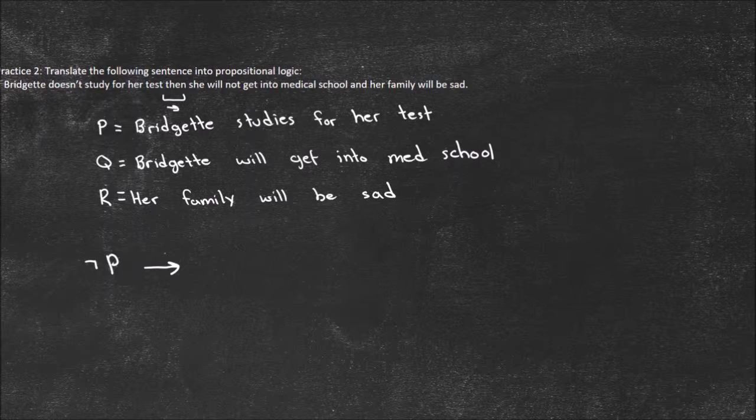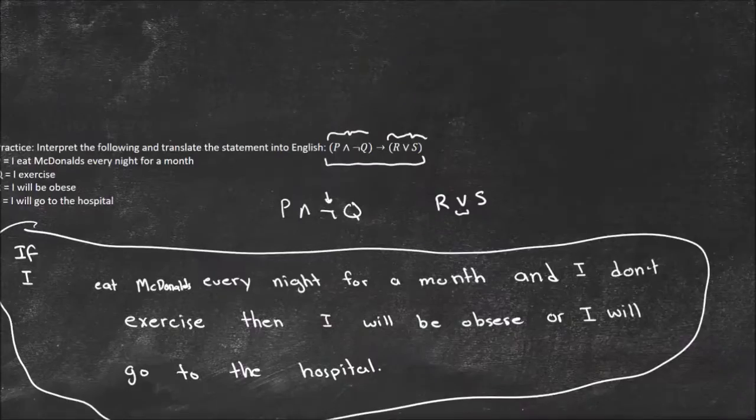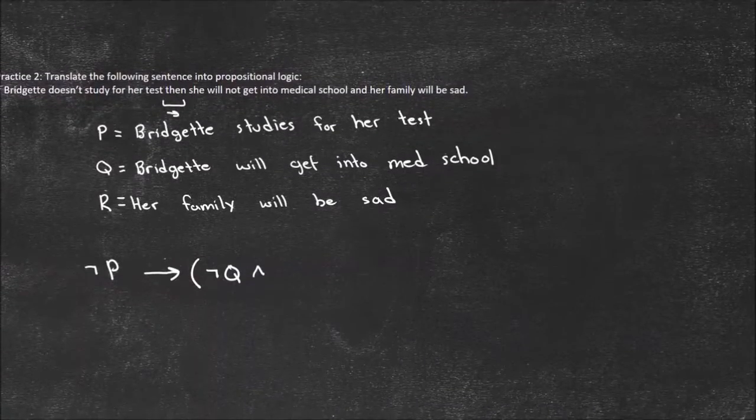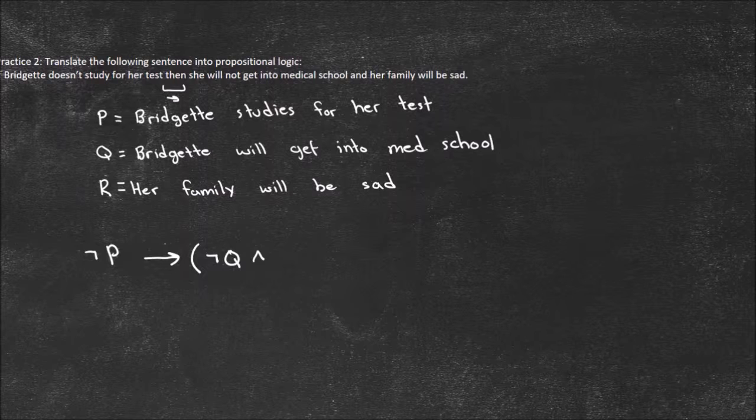Now what do we have now? She will not get into med school. Okay, so I'm going to put this in parentheses here. So that's not Q, right? Because Q is Bridget does get into med school. So not Q, she doesn't get into med school, and her family will be sad. So now the and part is going to be that kind of upside down V, because that's our symbol for and. We have that up here for our connective. Then the last part is and her family will be sad. Well, the part that says her family will be sad is R, so it's and R. And that is our statement here. So we say not P implies not Q and R. And that's what this statement means.